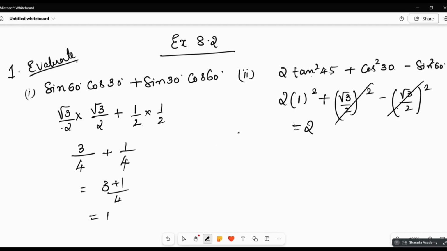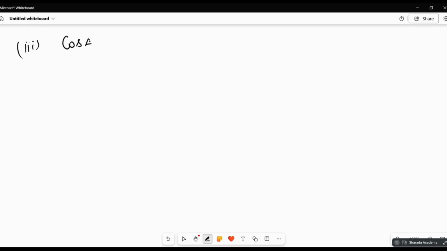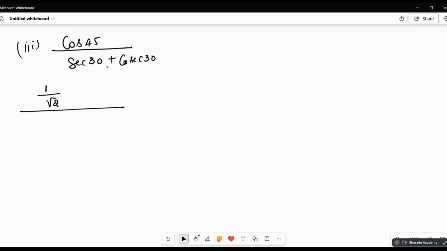Okay. Third one, cos 45 by secant 30 plus cosecant 30. What is cos 45 equal to? 1 by root 2. Secant 30, reciprocal of cos, is 2 by root 3. Plus cosecant 30, which is 2. This I can write like this. This is the numerator part, and this is the denominator part.